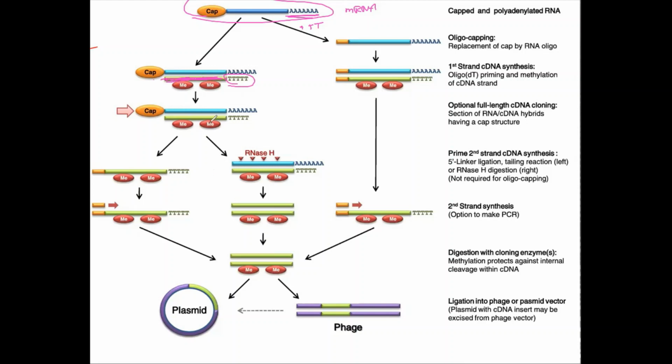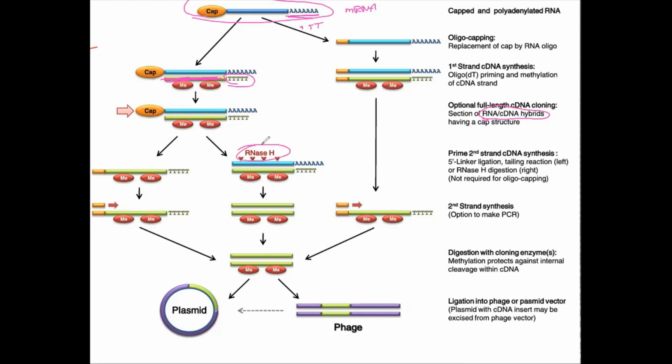Now we have it, and always remember we also methylate it. I'll tell you why. Now we get an RNA and cDNA hybrid. So this is an RNA and cDNA hybrid. Reverse transcriptase helped us to synthesize the cDNA here. Now I don't want this RNA here because I want a pure DNA.